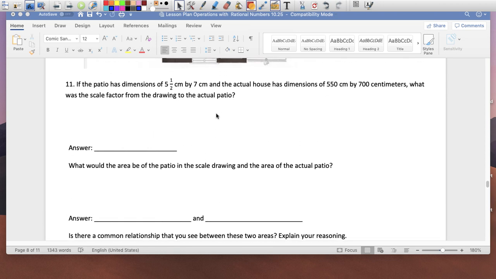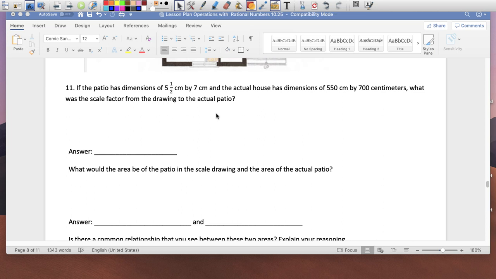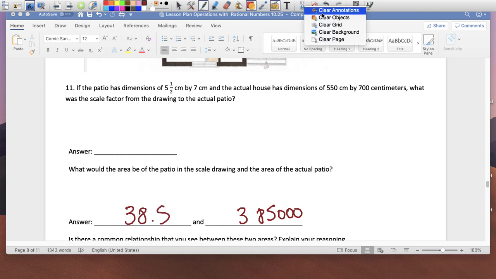Oh, and then you can find the area. So the area would be 550 times 700. What would be the area of the patio and the area of the scale drawing? The area of the patio is 385,000, and the area of the drawing, 5.5 times 7, equals 38.5. I'll let you figure out if there is a relationship between those two.